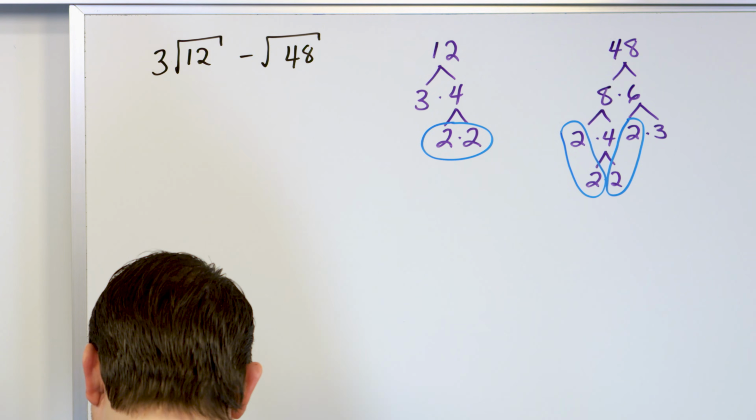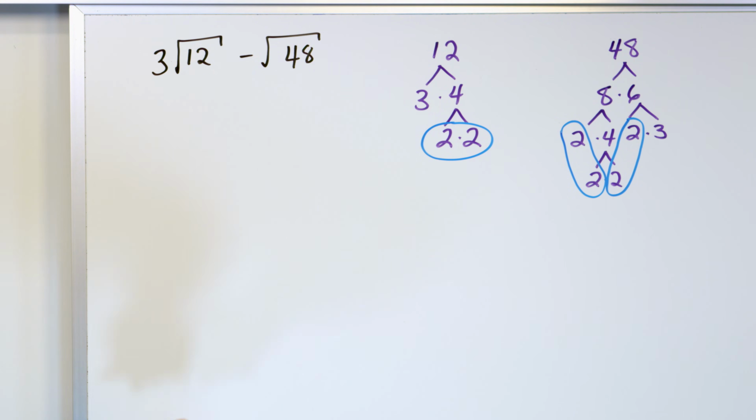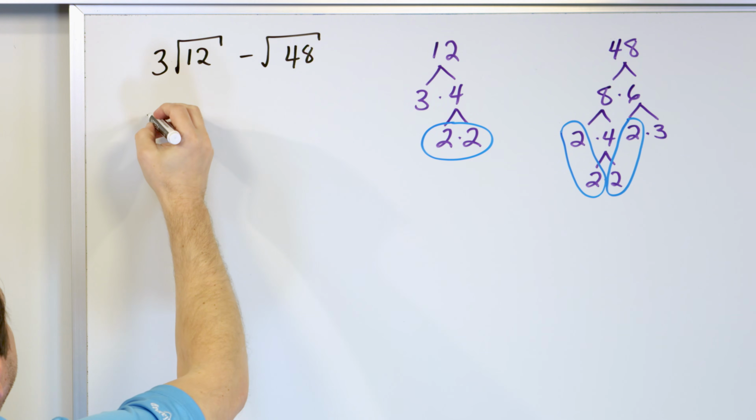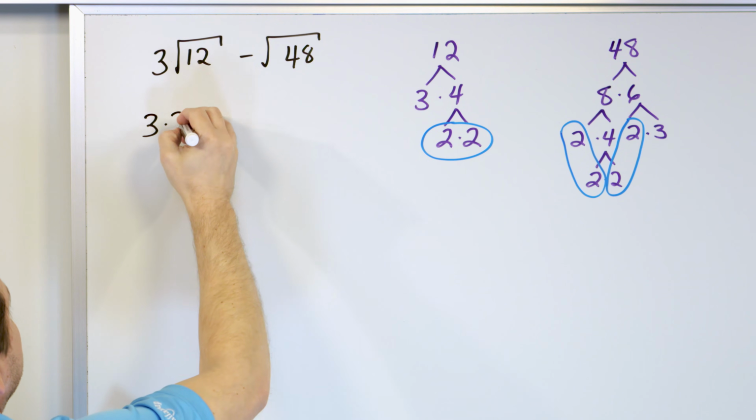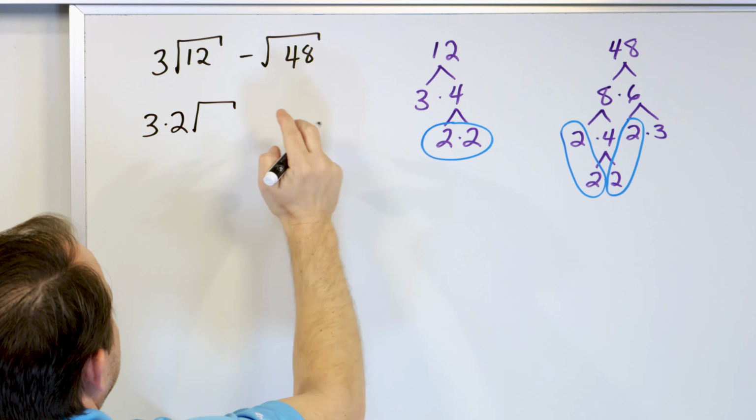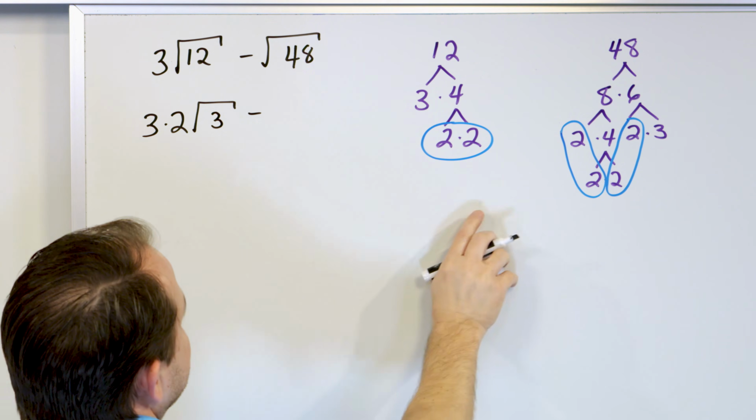And so then we go over here and just write what we have. 3 times the square root of 12. You still have the 3 out front, but the square root of 12 means that we have a 2 that comes out, a single 2, square root of what is left over, which is 3, minus the square root of 48.